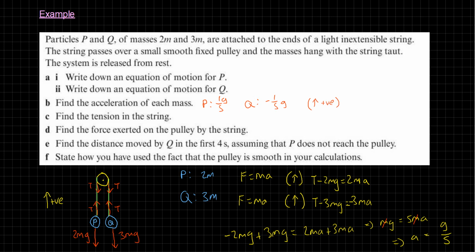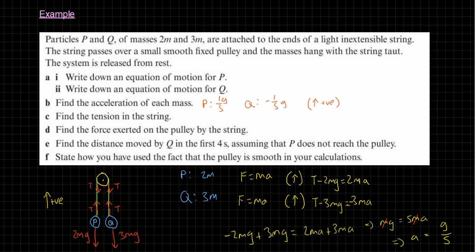Depending on how picky the question might want to be, if it said the magnitude of the accelerations of each mass, they're the same, but they are going in different directions, clearly, from the way the system moves. Cool, all right, part C. Find the tension in the string.